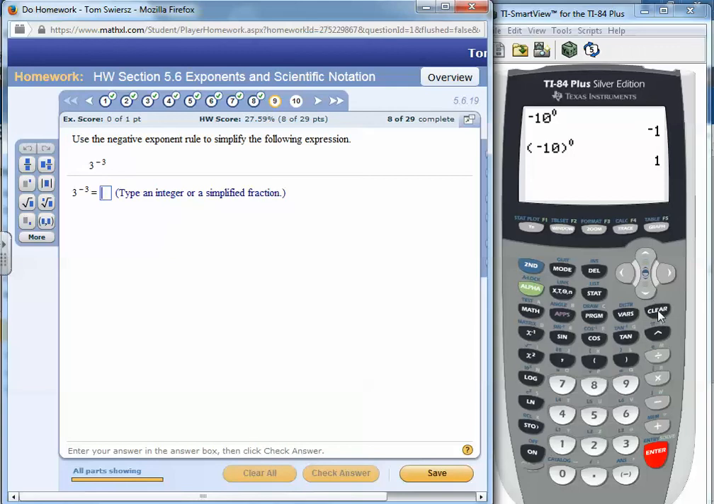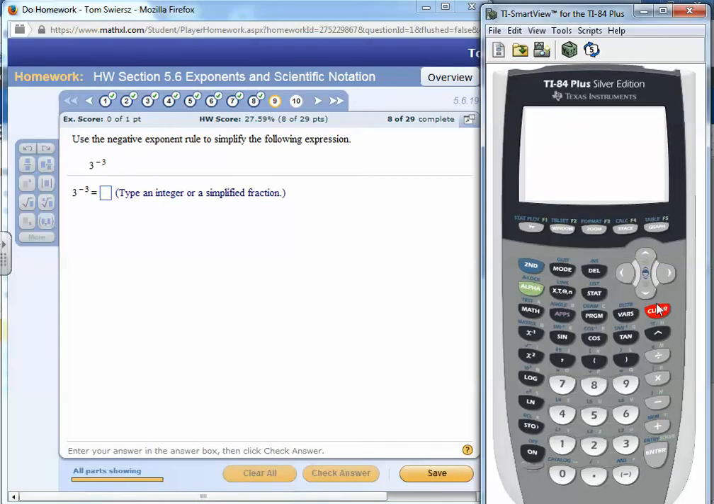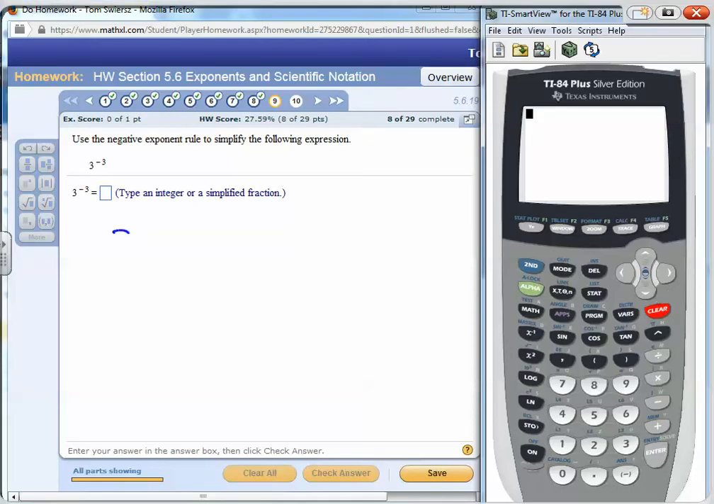3 to the negative 3. Now, the definition of a negative exponent is not a negative number. It's the reciprocal, which means you move it from the numerator to the denominator. So 3 to the negative 3 means it's 1 over. You keep the same base, and when you move it into the denominator, which is taking the reciprocal, the exponent becomes positive. So it's 1 over 3 cubed.